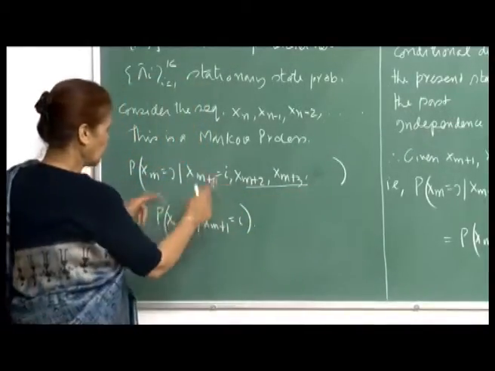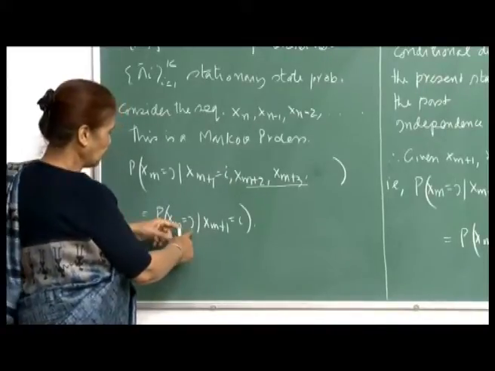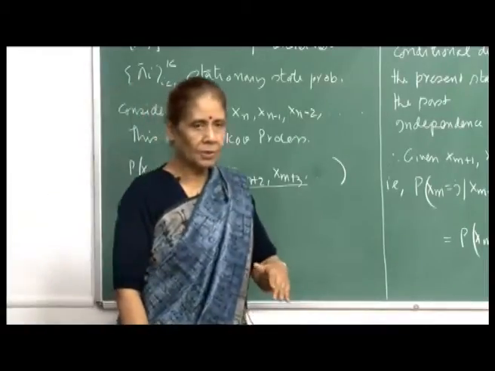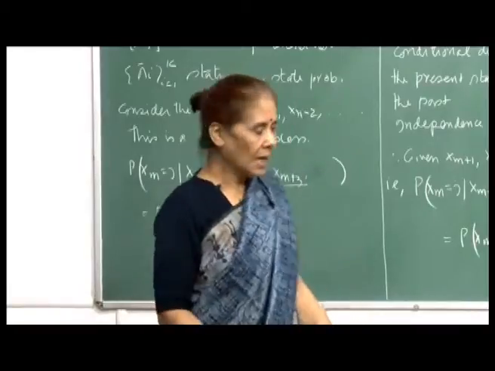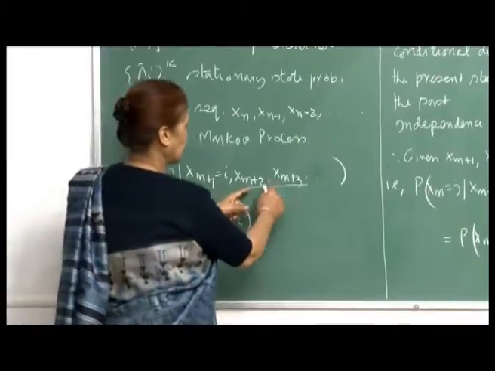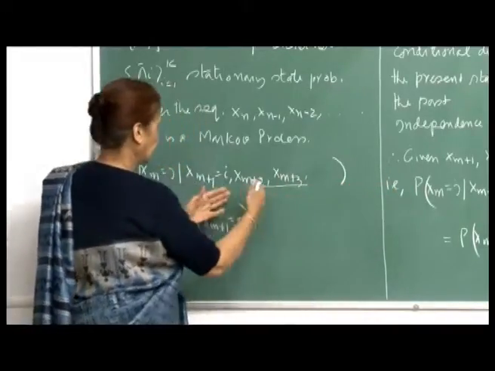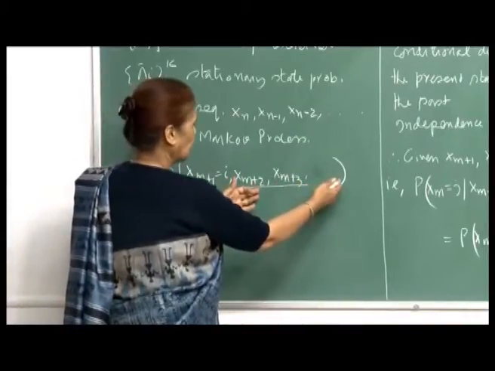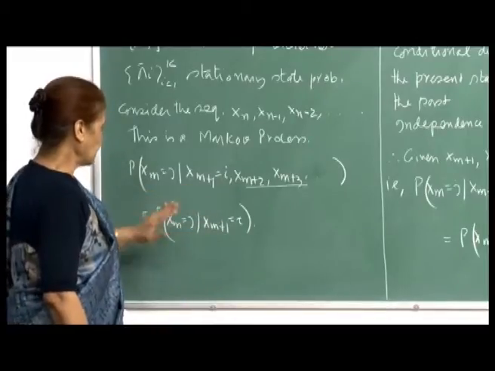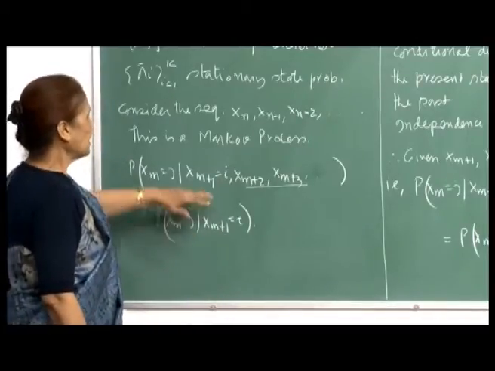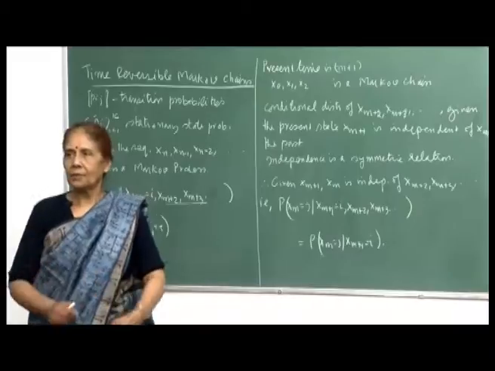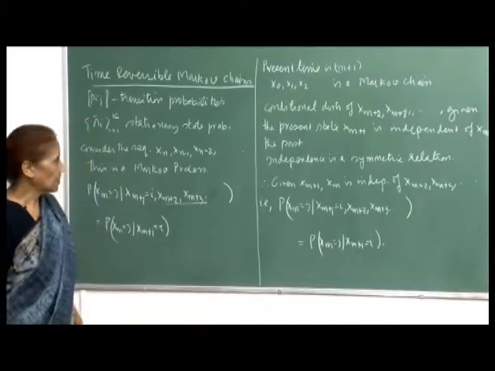Therefore, this conditional probability should be equal to the probability of x m equal to j given x m plus 1 equal to i. That means it would just depend on the current state being occupied by the process, and all the states occupied in the past do not matter, because now we are looking backwards. It is only the current state that matters, and this is what you want to prove. If I show this, then it would imply that the backward process at any time will also be a Markov process.